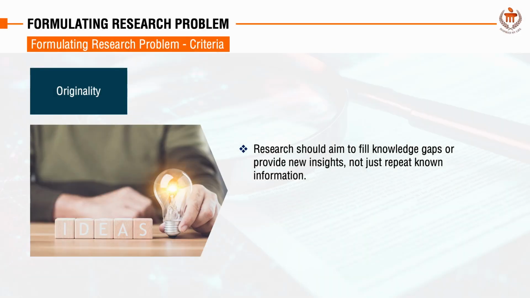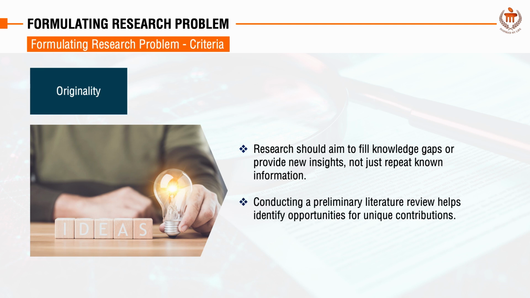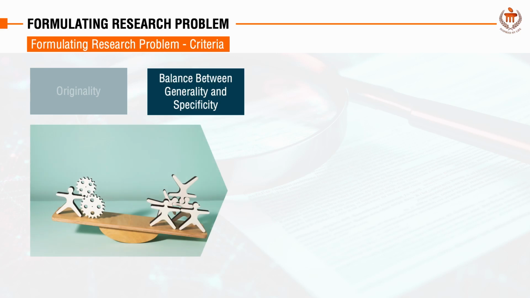A research problem must meet certain criteria to be suitable. These criteria are as follows. Originality: research should seek to address gaps in existing knowledge or reveal new insights rather than simply reiterating what is already known. To ensure originality, conducting a preliminary review of the existing literature in the chosen field is crucial. This helps identify areas where a unique contribution can be made. Balance between generality and specificity.